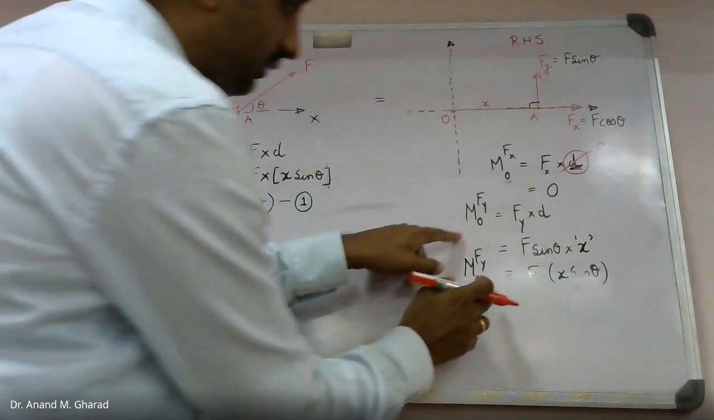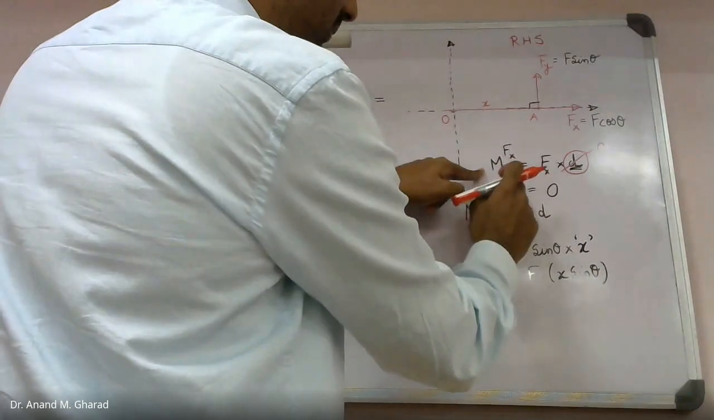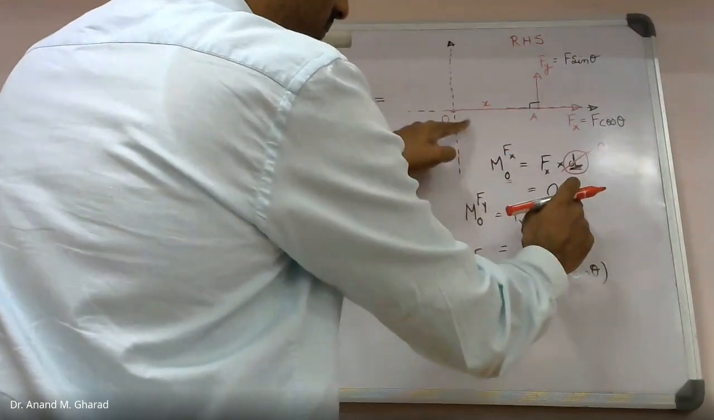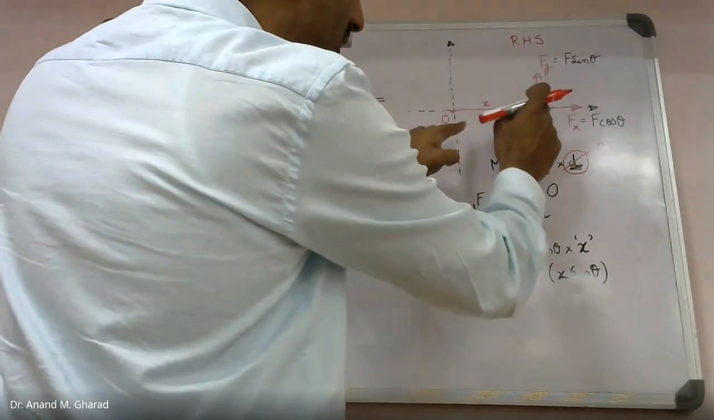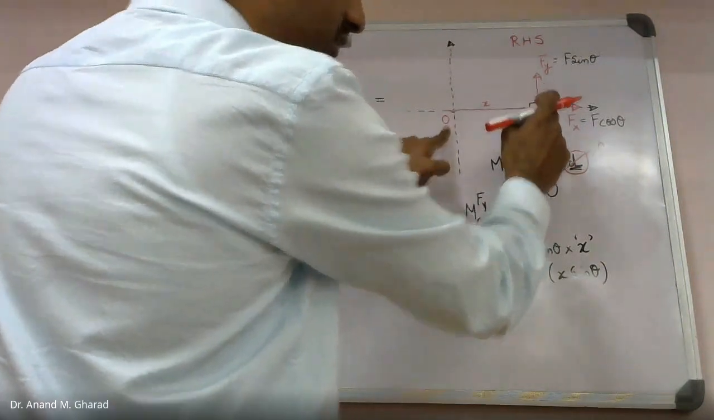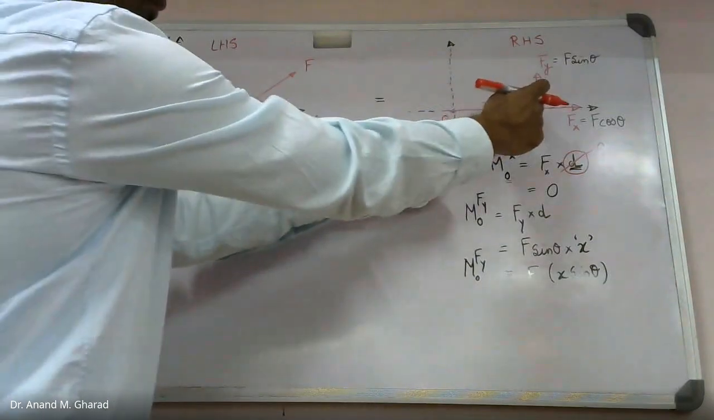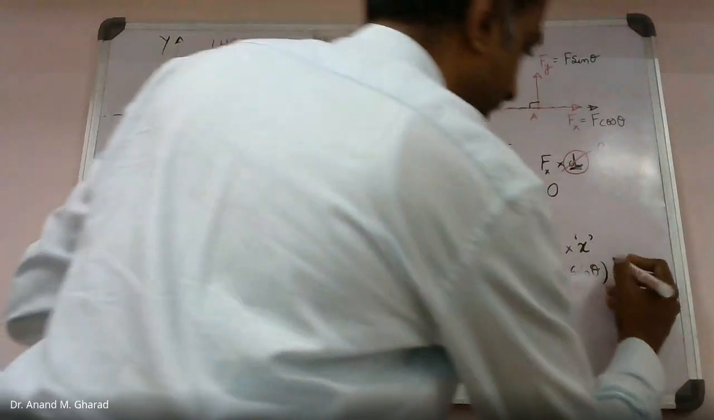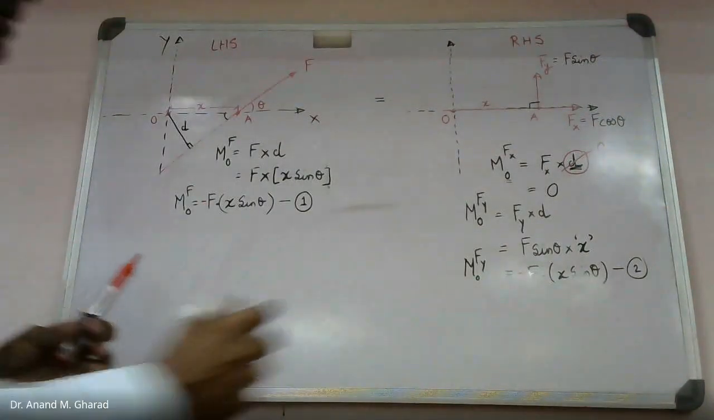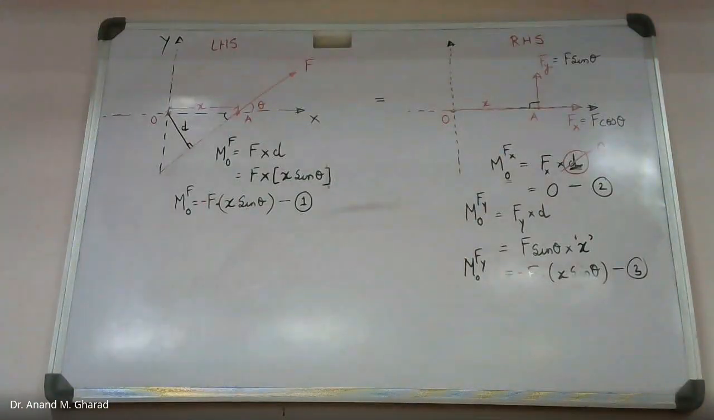Is that fine? If I come on this side, what do you observe? Moment about O due to Fx, that is 0. Moment about O due to Fy, it is acting in this manner. And how will this line of action of force rotate about this point O, whether clockwise or anti-clockwise? Anti-clockwise. Again anti-clockwise, so minus. So from equation 1 and 2, what do you observe? One minute, equation 3, not 2. 1 and 3, what do you observe?